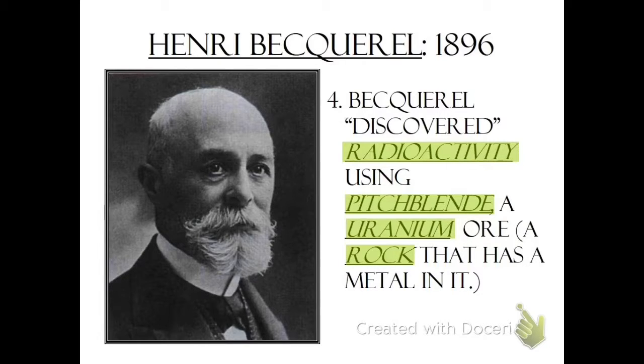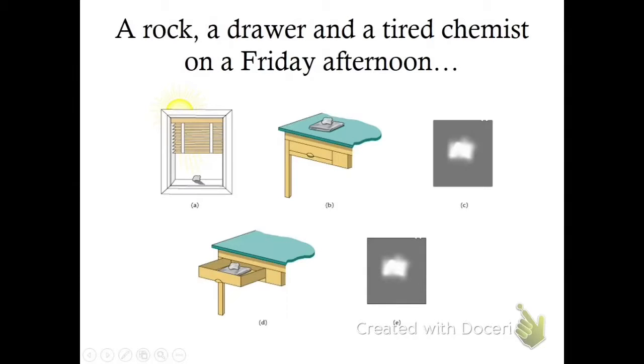Henry Becquerel in the late 1800s discovered radioactivity by working with a radioactive rock. The basic idea is that he had this film that would be developed when it was exposed to certain things. It was a photographic film, so when it was exposed to light, it would be exposed. But what he found was that if he put it in a drawer with no light, but next to a radioactive rock, it would still get developed.